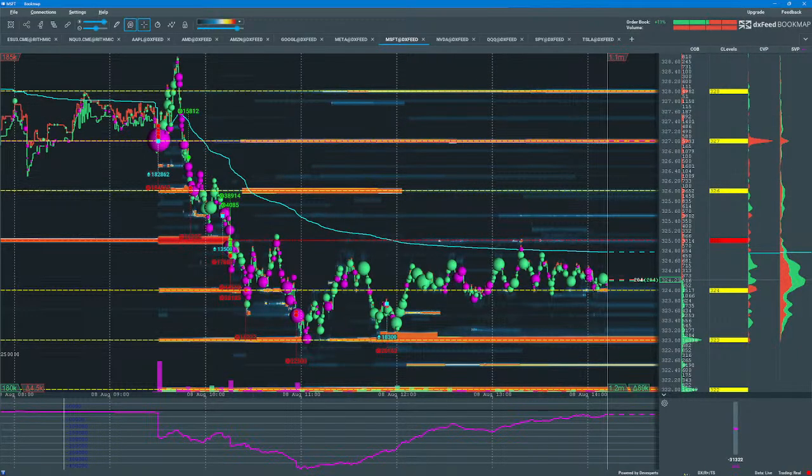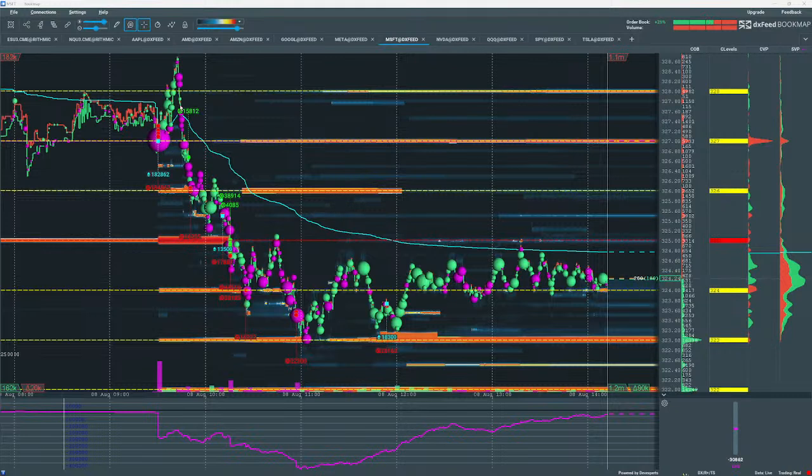And multiple short setups. There's the first, if you missed that. Entry at 326, 325. And note this shift in order flow here.